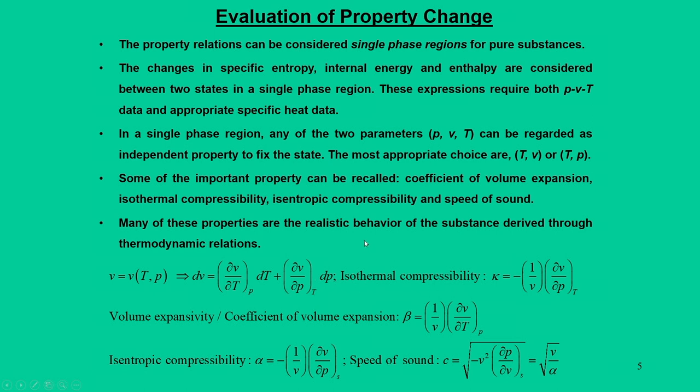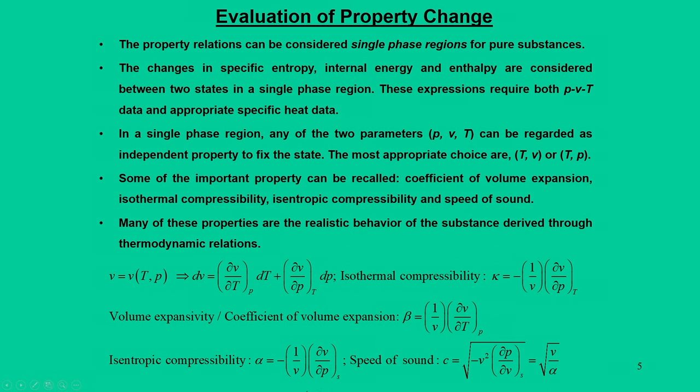So, now here we define the isothermal compressibility kappa. Kappa is defined as the negative of the change in the volume with respect to pressure at constant temperature, divided by the original volume. Here the negative sign is used since it is a compression phenomenon. The other parameter of interest is the volume expansivity or coefficient of volume expansion, beta. Here the volume change is associated with the change in temperature, but at constant pressure. So, beta is equal to 1 by V dou V by dou T at constant P.